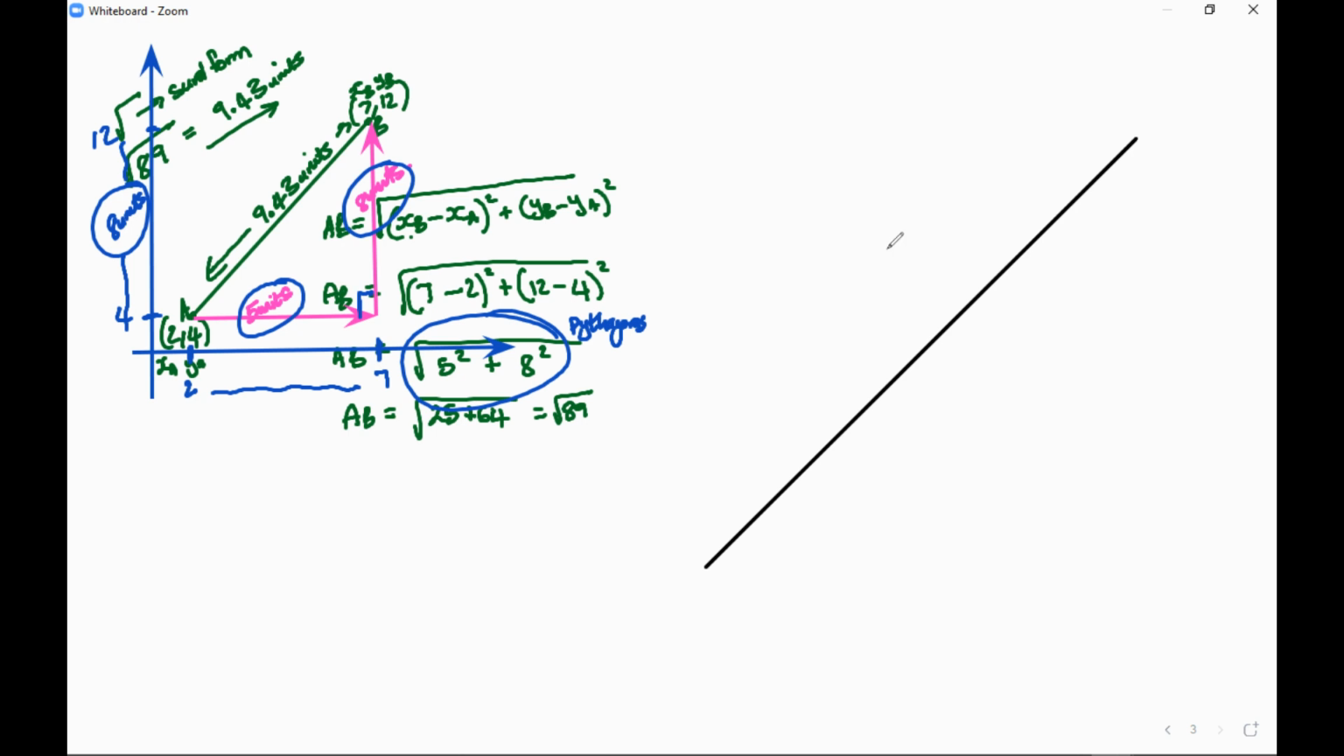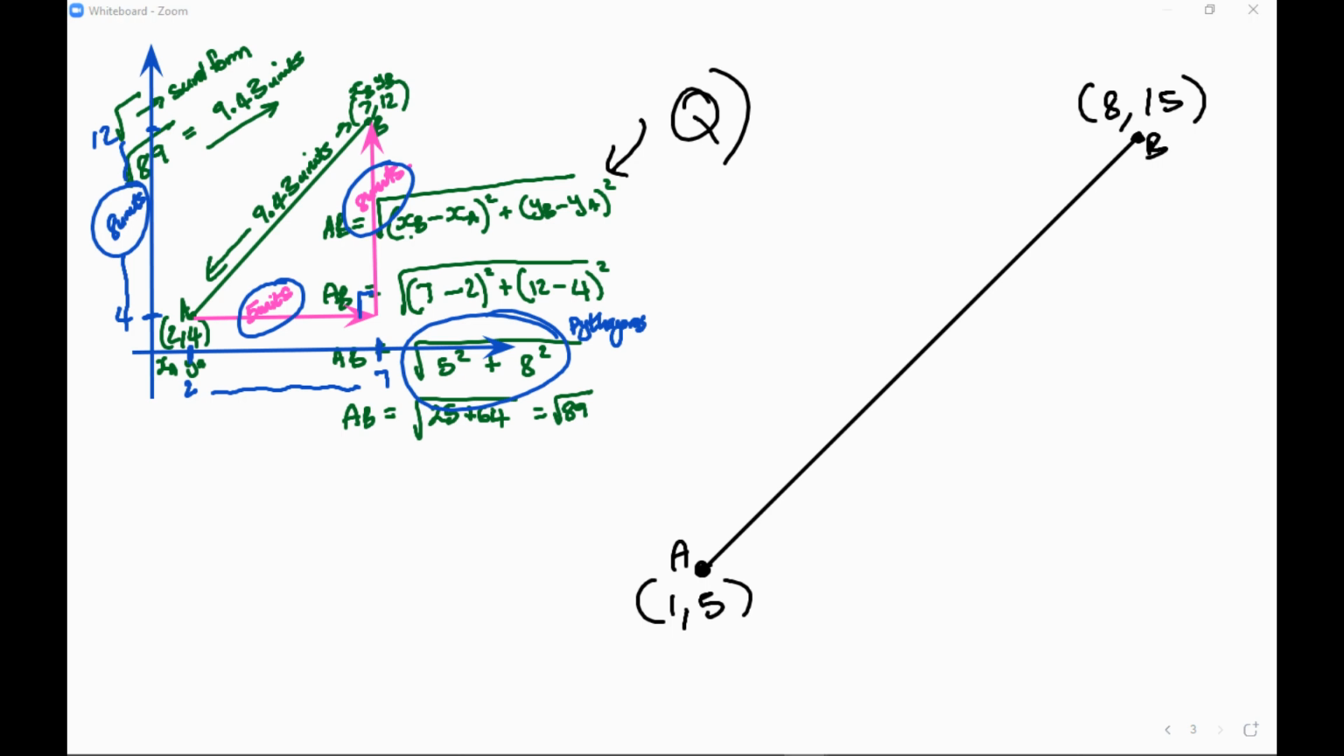Let's suppose I'm given the coordinate 1, 5, and I'm given the coordinate 8, 15. This is A, by the way, and this is B. I want to calculate the length of AB using this formula. So try this one now and see if you can get the length of that. After you try it, I'll go through it. You can write your answers to 3 significant figures, or you can write it in surd form.